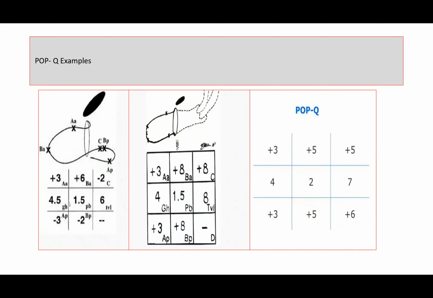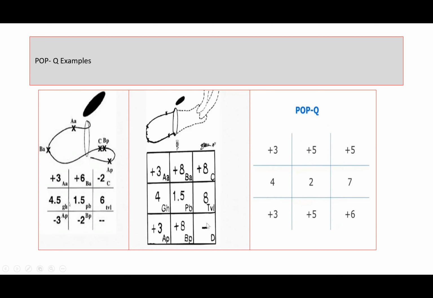So what is stage 3? It is more than +1 up to less than TVL -2. So 8 minus 2 is 6. So it is less than 6, right? So this is stage 3 prolapse. This is also stage 3 prolapse. Okay.